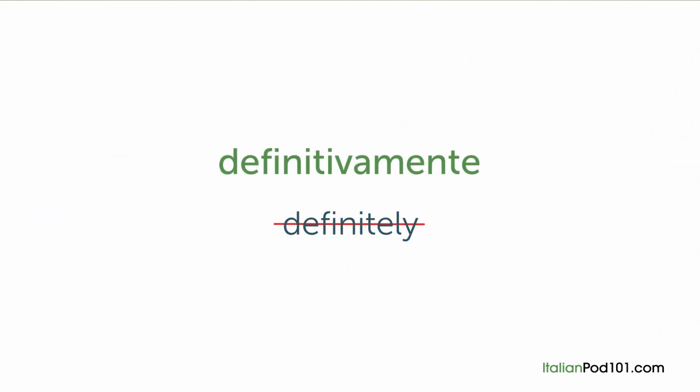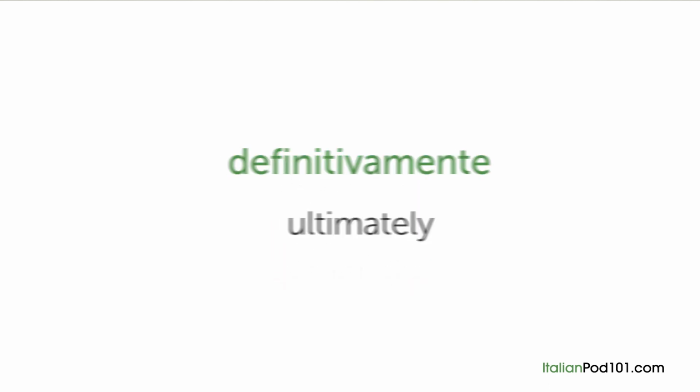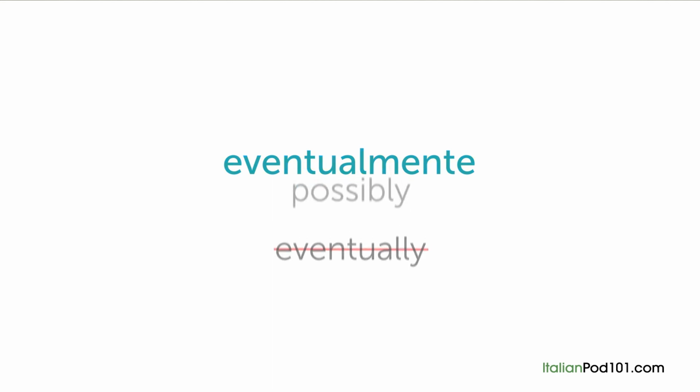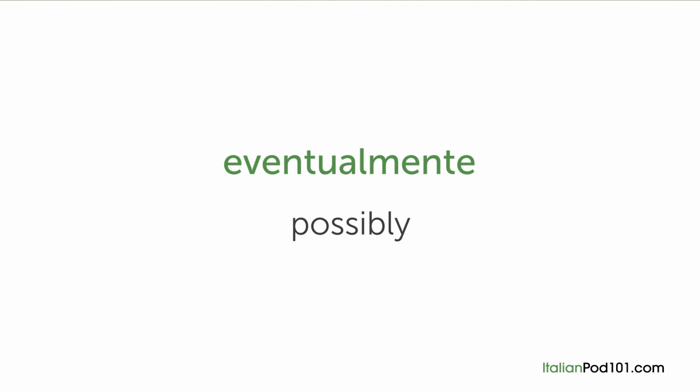Definitely doesn't translate as definitivamente either. That means ultimately. Lastly, when you're talking about an event that's coming up later than expected, don't use eventualmente for eventually. Eventualmente means possibly, and, of course, there are many more.